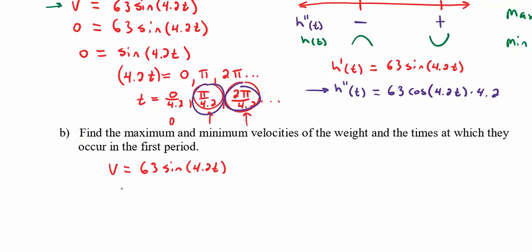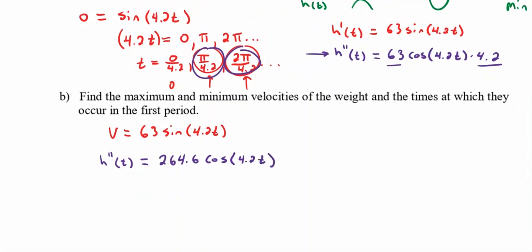So let's write out the second derivative. h double prime of t is equal to, and it was this, 63 and then there was 4. I never did multiply those, so let's multiply those now. That would be 264.6 cos 4.2t.